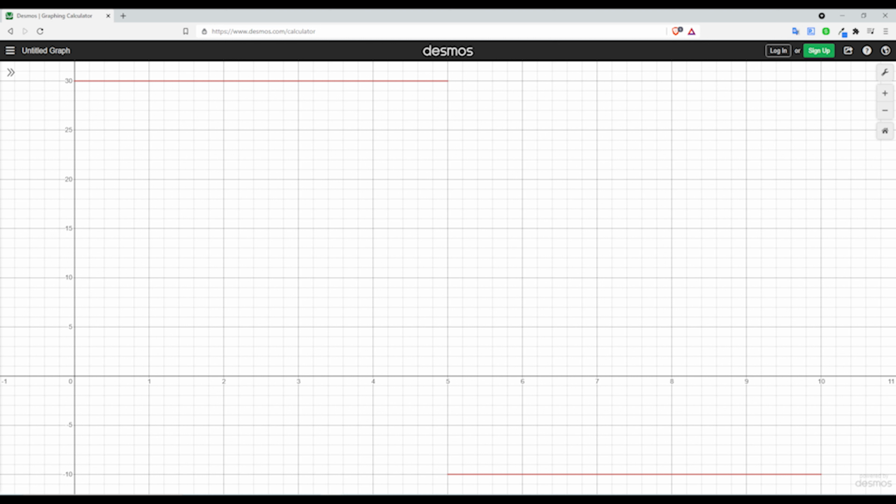And much like the last video, we're now going to look at this graphically to see what's going on here. This function in red represents the velocity of this particle over time. For the first 5 seconds, it's going 30 centimeters per second, and for the next 5 seconds, it's going negative 10 centimeters per second, and that's why it's below the x-axis, because the velocity is negative.